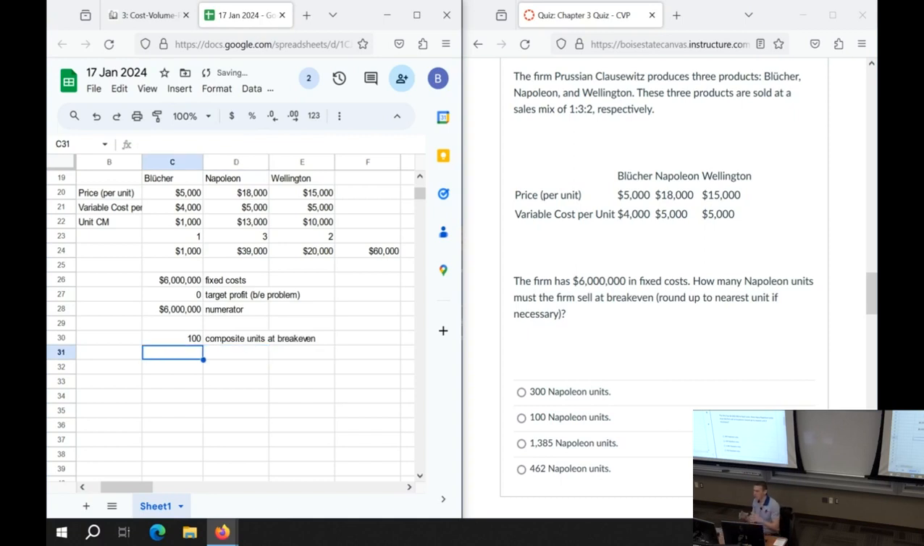Now, each composite unit is a bundle of 1 Blücher, 3 Napoleons, and 2 Wellingtons. So it's asking how many Napoleon units do we have to sell at break even? Well, I have to convert it back into how many Napoleons. 100 composite units with 3 Napoleons per composite unit means that we have 300 Napoleons in units at break even.